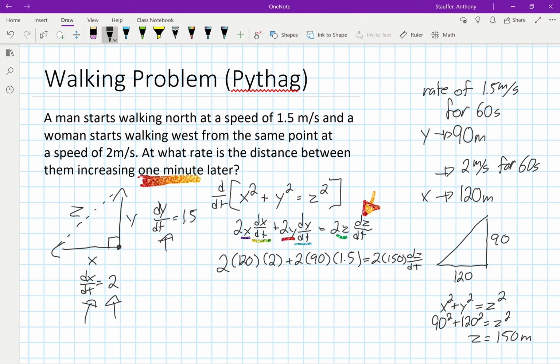Now I have faith that all of you guys can rearrange this and put this in your calculator, but we end up with dz over dt is going to equal 2.5 meters per second. So this is our basic Pythagoras theorem question for related rates.